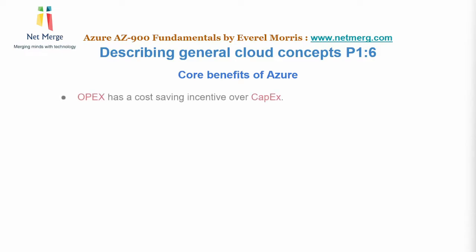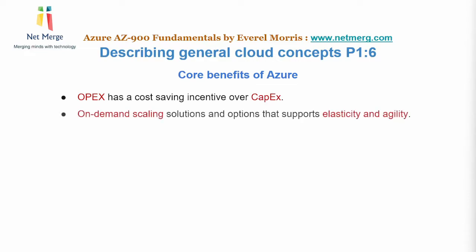Now let's look at some of the core benefits of the OPEX versus CAPEX. So OPEX has a cost saving incentive over CAPEX. In addition, you get on-demand scaling solutions and options that support elasticity and agility. Now you get dynamic scheduling. I'm sorry, we're doing core benefits of Azure. I'm sorry. You get dynamic scheduling of software releases and updates.